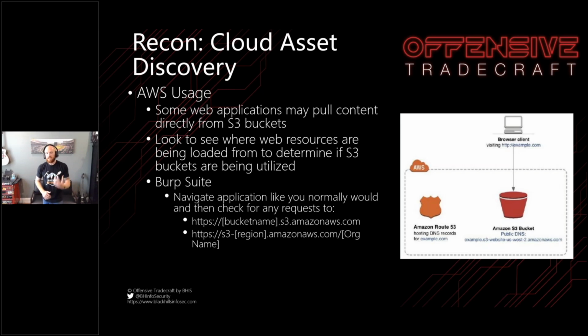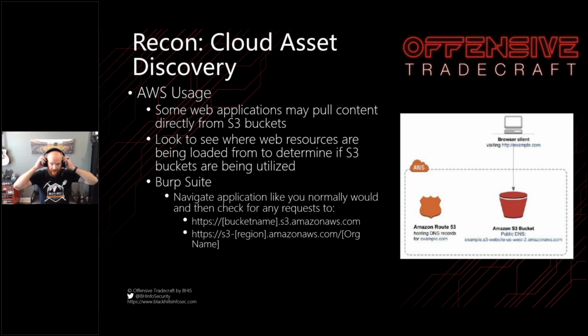Oftentimes what you'll see is that static content is being hosted in S3 buckets. You can actually host a website on S3, and you can host resources. What you'll mainly see this used for is hosting image files, so you'll see pictures being pulled from a specific website. For example, over here, you see a browser visiting example.com. Now, if example.com has references to S3 for images, it can just straight up load them from there.